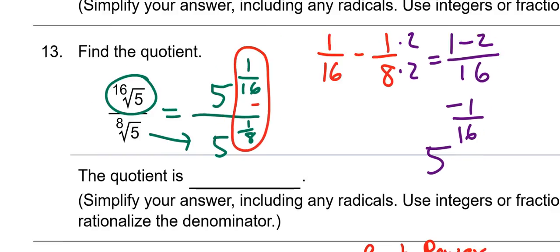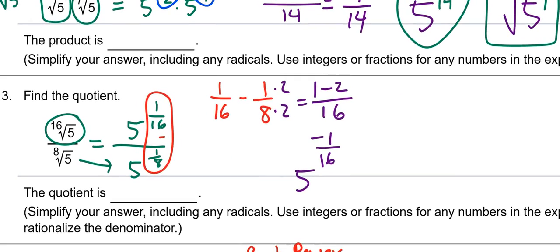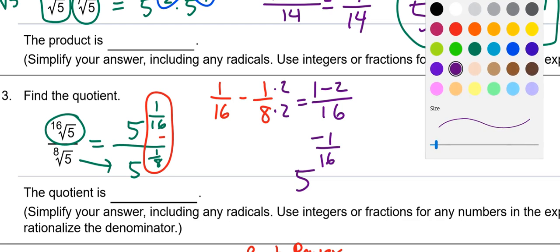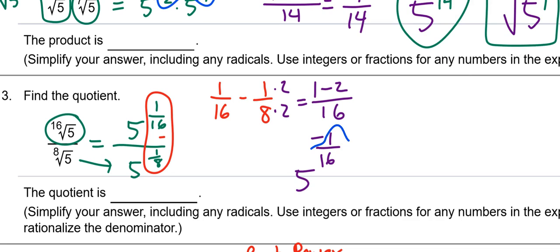I do not want your answer to have any negative exponents in it. So we are going to look at this differently. Let me circle something in blue here. You tell me how to rewrite the part in blue as a radical. Okay, so the 16th root of 5, right? That's the part in the blue.